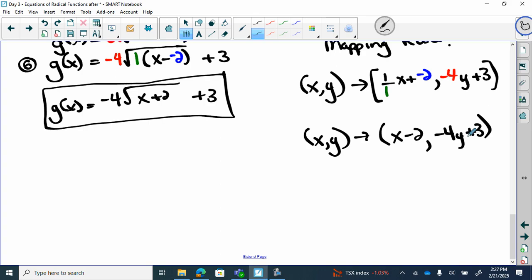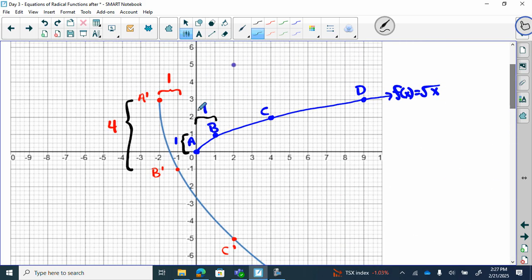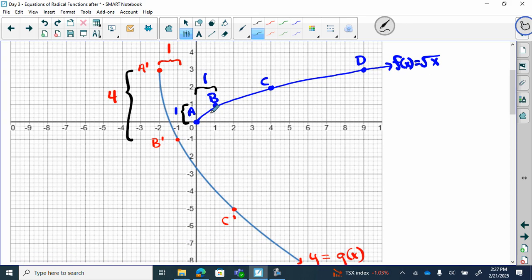-4y plus 3. Now you should be able to verify that if I filled a 0 in for x, a 0 in for y, took point A, and I run it through the mapping rule, what's 0 minus 2? -2. What's -4 times 0? 0 plus 3. -2 comma 3. So 0 comma 0 becomes -2 comma 3. If I took point B, 1 comma 1, what should it become? What's B prime? What's it show right here?